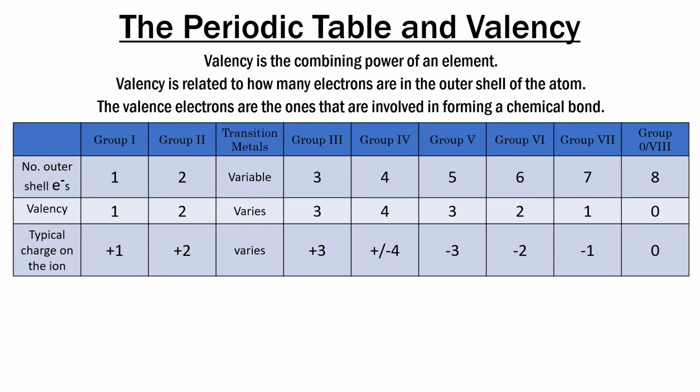If we go to group 7, it's important to understand group 7. Group 7 has 7 outer shell electrons, just 1 short of the 8 that make a full outer shell. So its valency is 1 because it is short of 1 electron to make a full outer shell. If it does gain that 1 electron, it gains a single negative charge. So its typical charge is -1.